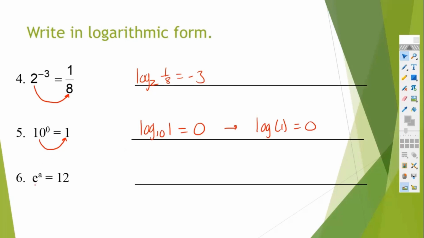All right, it's E. So instead of a log, what is it going to be? Natural log. But if you need to write it out as log, that is okay. Does that make sense? So if I need to do base argument, so log base E of 12 equals A. So therefore, it'll be natural log of 12 equals A.